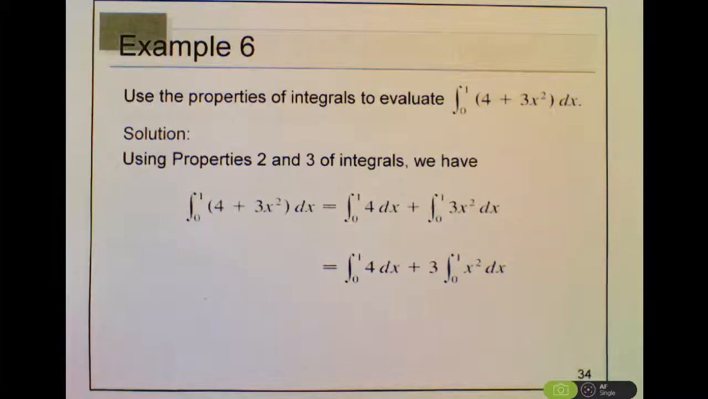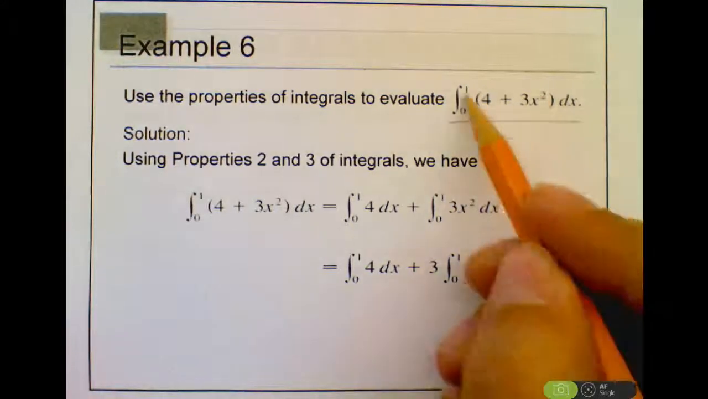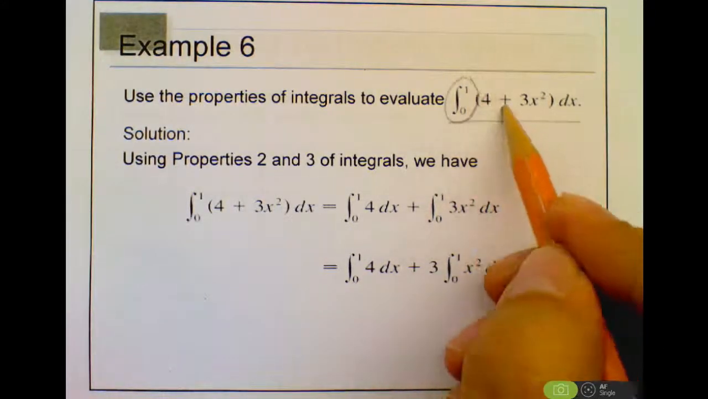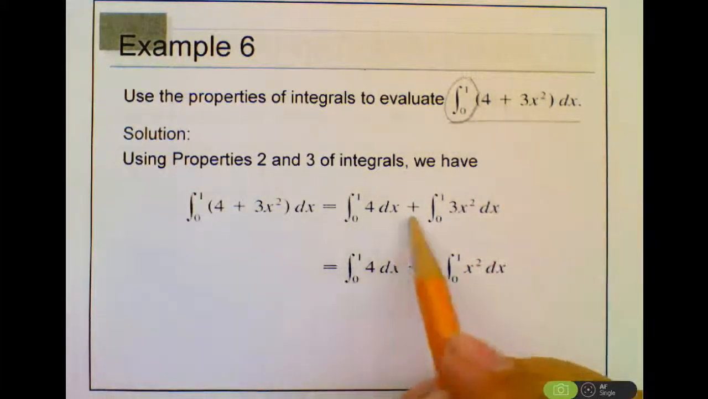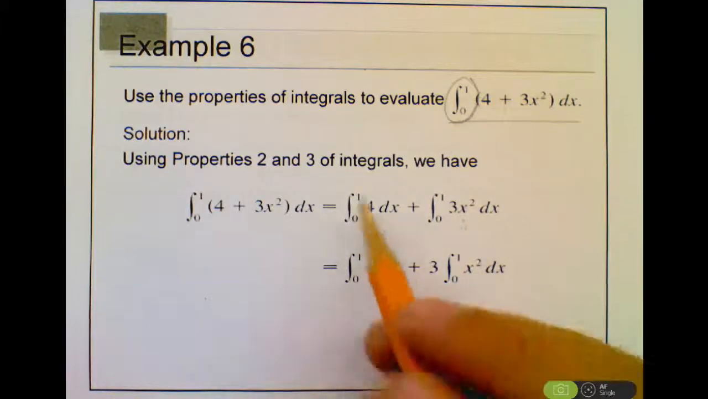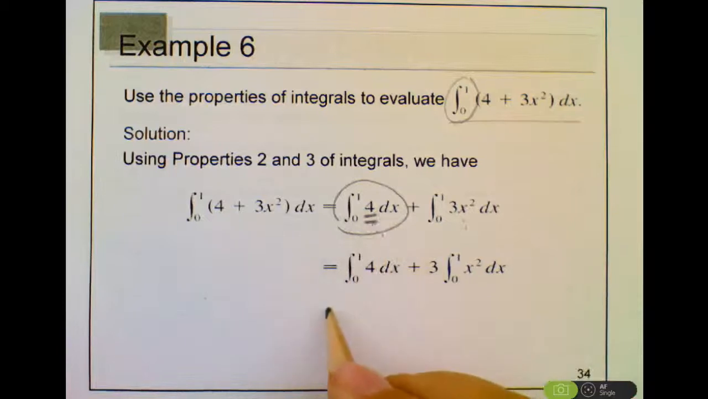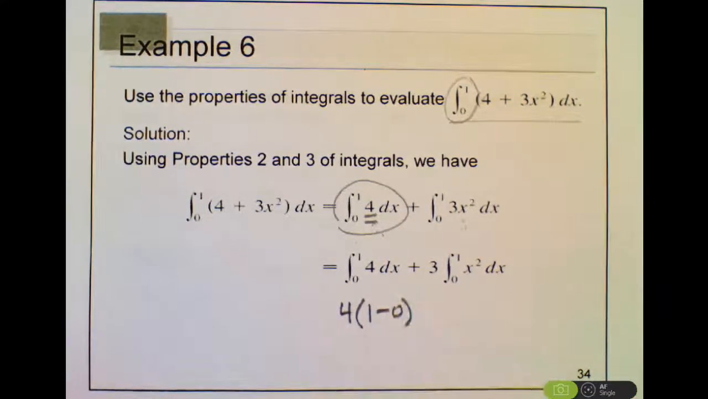Now it says example 6, use the properties of integrals to evaluate this. So since I'm having the integral of a sum, I know that I can split it into two integrals, the sum of these two integrals. Now this is the integral of a constant, so I know that this will become 4 times 1 minus 0.